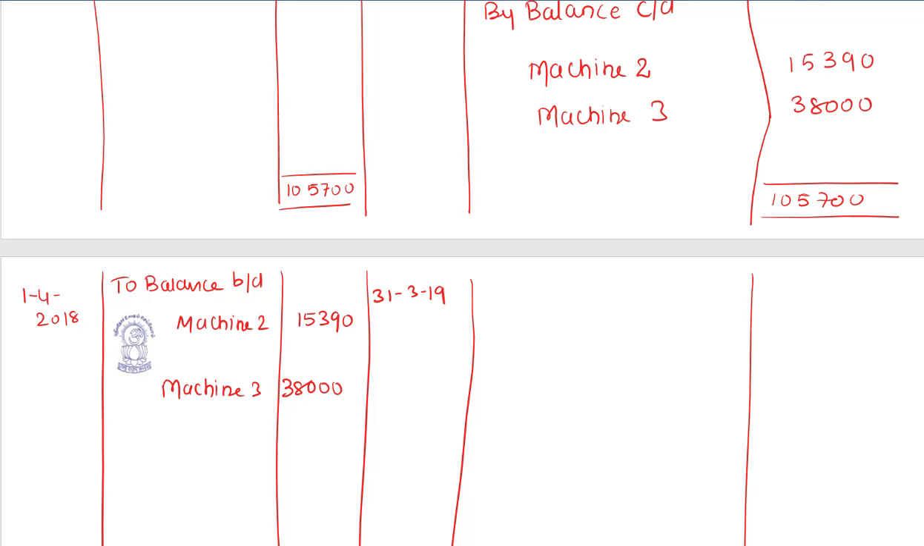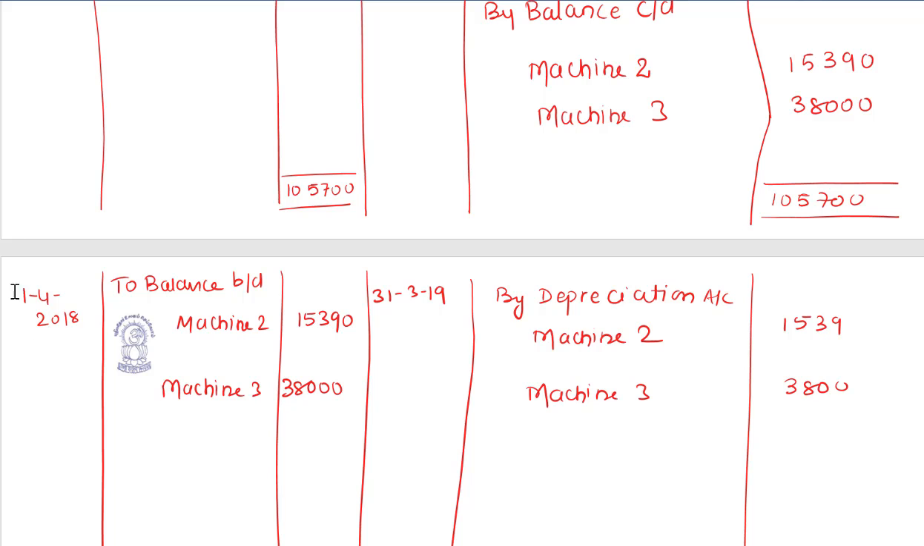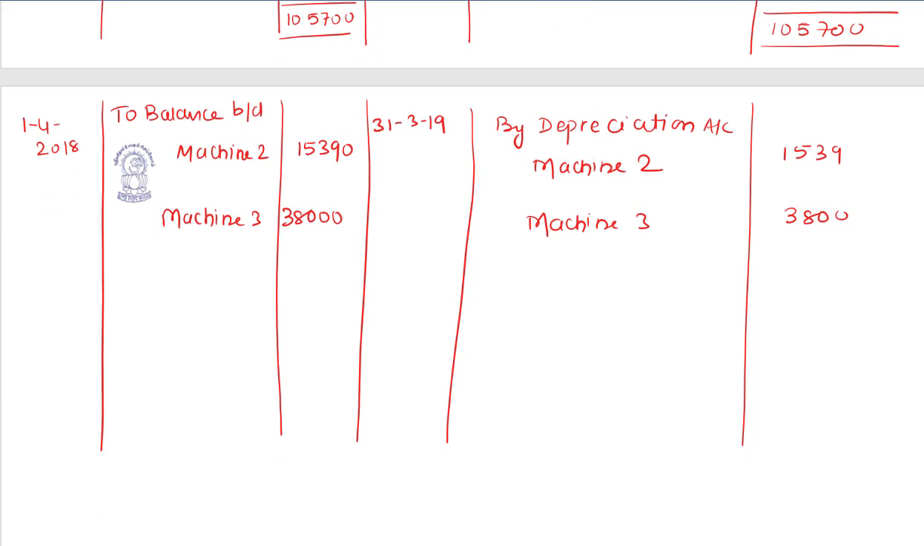Let's calculate the depreciation. 31st of March 2019, by depreciation, machine 2 and machine 3. Machine 2, 10% of 15,390, so 1,539, and machine 3, 10% of 38,000 is 3,800. I believe you understood till here.